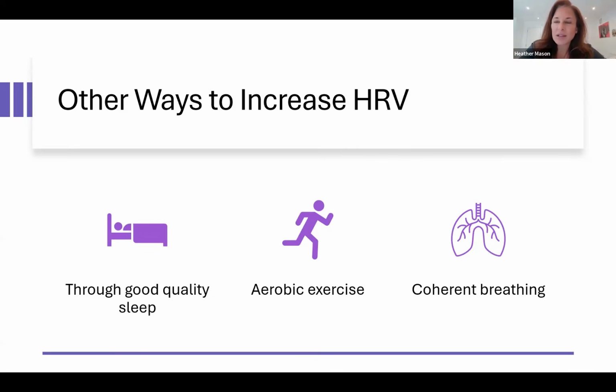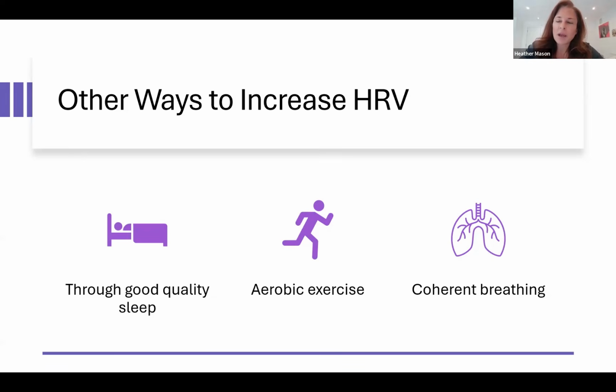Another thing is aerobic exercise, right? Whereas sedentariness, not moving around a lot, is definitely associated with lower heart rate variability. And then finally, there is coherent breathing. This is simply inhaling for a count of 6 and exhaling for a count of 6. So a full breath cycle is 12 seconds. If you divide 60 by 12, you get 5. So it's 5 breaths per minute with this even inhale and exhale.